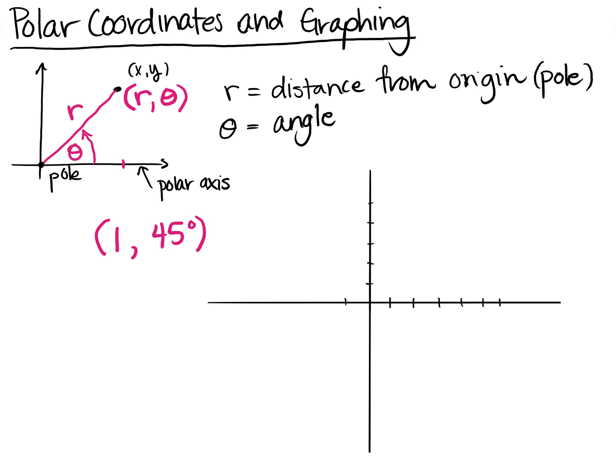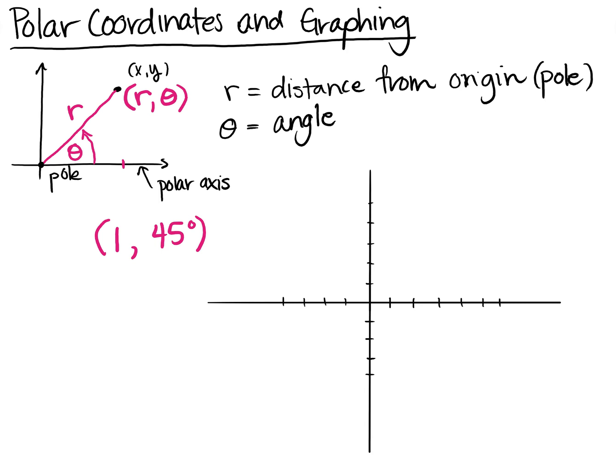So let's just graph a couple of these, and then I'll show you how this generates the polar graph that we're actually going to look at. So 145 degrees, I want to be 1 away from the pole. So it's not 1 in the x direction or the y direction. That's what's a little bit tough about this.